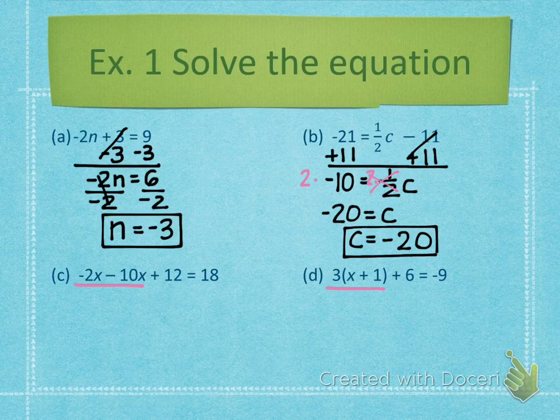All right, let's look at letter C. Now, we already decided there's no distributive property, but we do have to combine like terms. So when we combine negative 2x and negative 10x, what do we get? Abby. All right, good. We would get negative 12x. The signs are the same, so we add and keep, and we get negative 12x. Then we bring down what we have not used.